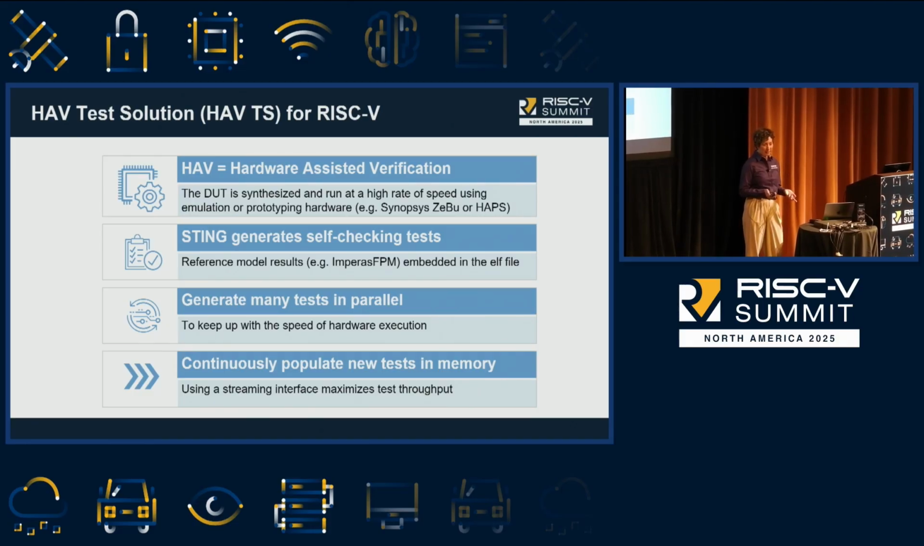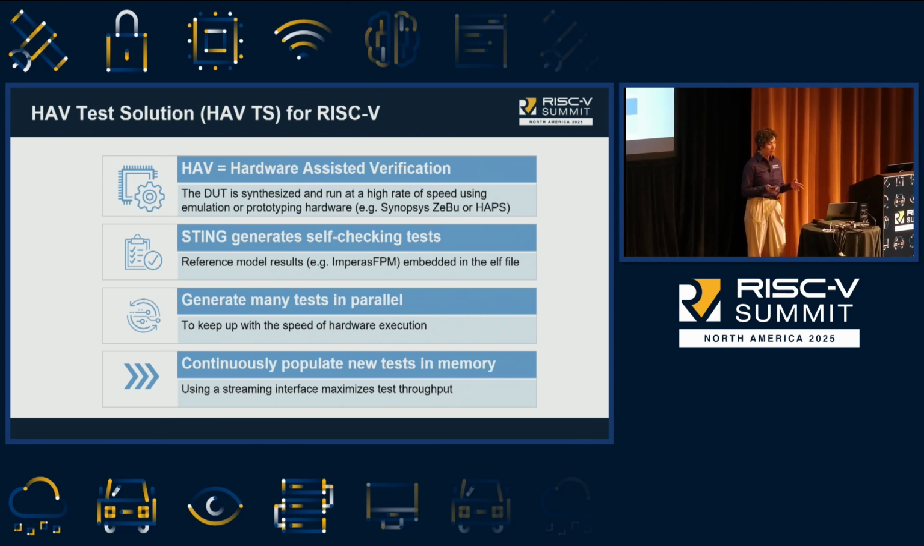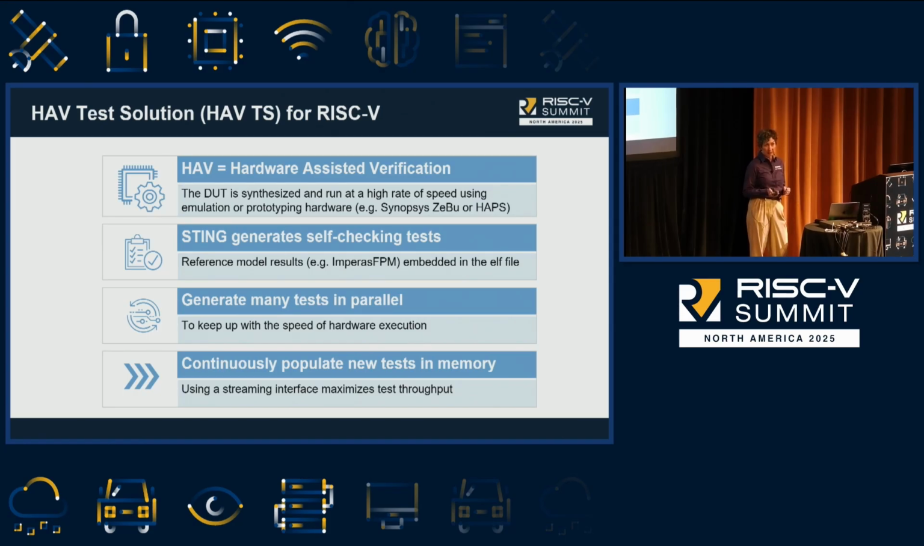And what that means is that the design under test is synthesized and realized on a set of FPGAs which form part of a tool for emulation or FPGA prototyping. Examples of this type of hardware-assisted verification platforms are the Synopsys ZeBu and HAPS platforms. Right? So it's the fact that the design is synthesized that allows you to run it at much higher rates of speed. The other component of our solution that I mentioned before is Sting and the generation of self-checking tests.